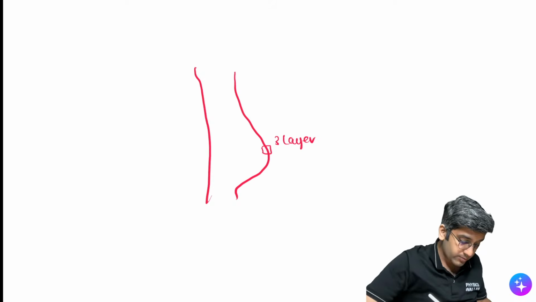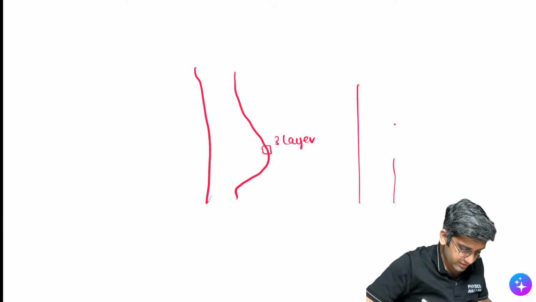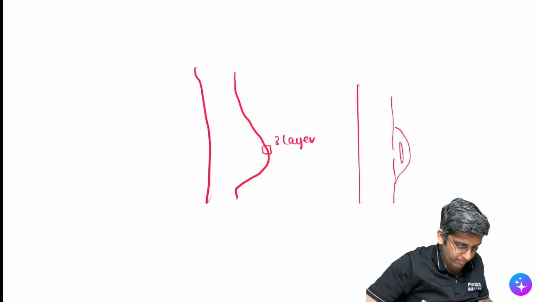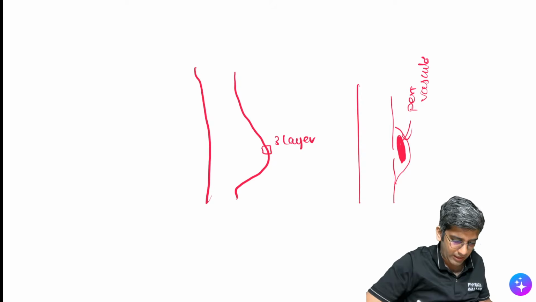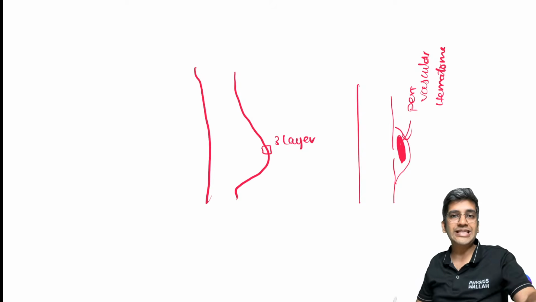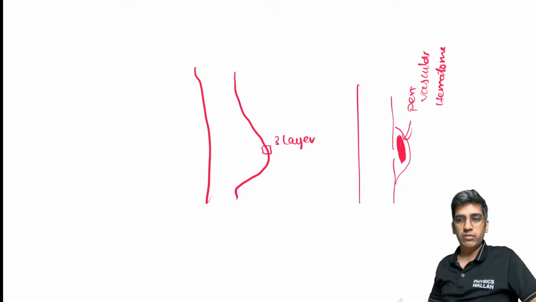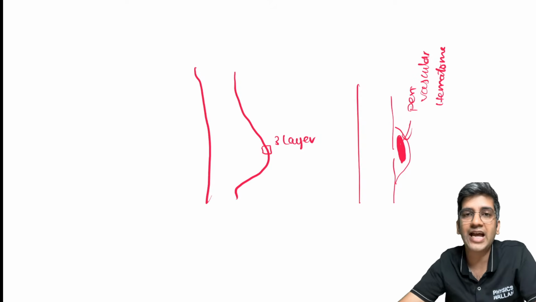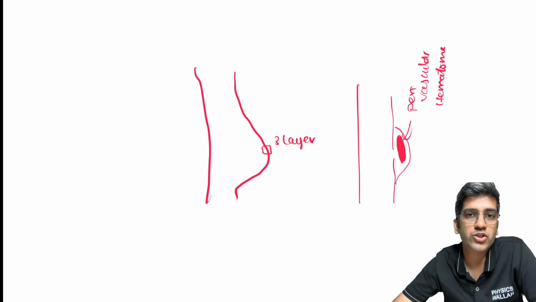A pseudoaneurysm is actually not an aneurysm. What happens here is there will be a tiny rupture. Because of the rupture, I'll have a blood clot here. A pseudoaneurysm is nothing but a perivascular hematoma. It's a blood clot seen surrounding the blood vessel, right? It's not actually an aneurysm. That's why we call it a pseudoaneurysm.